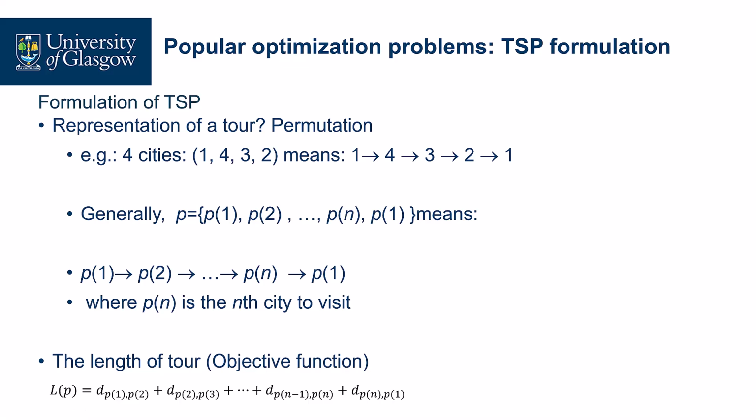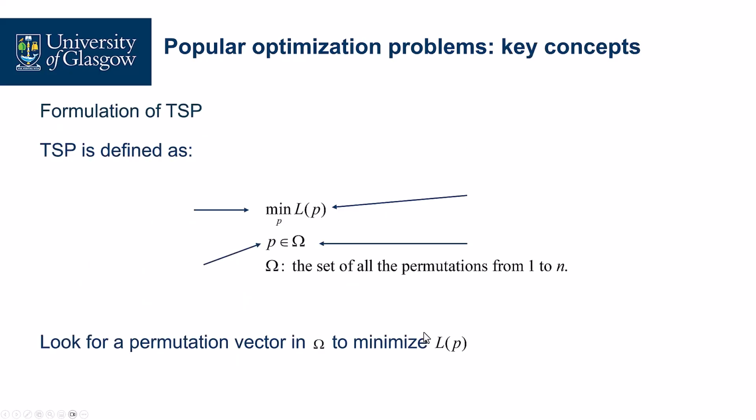So let's summarize this problem. We want to minimize the total distance L(P). The control variable is P, right? So P belongs to Omega. Omega is the set of all the permutations from 1 to n, right? The best P must be among all the permutations from 1 to n. So we want to find the best one to minimize L(P), right?